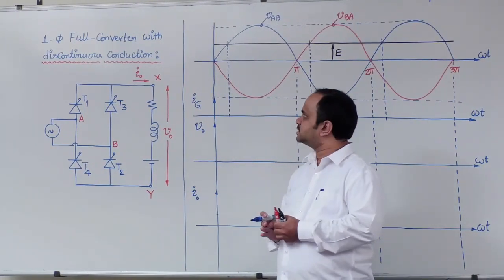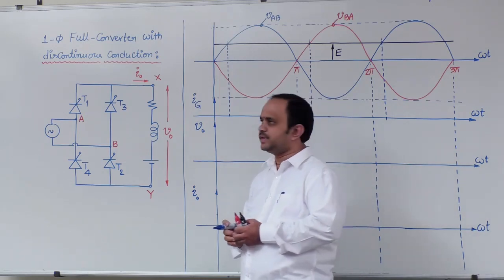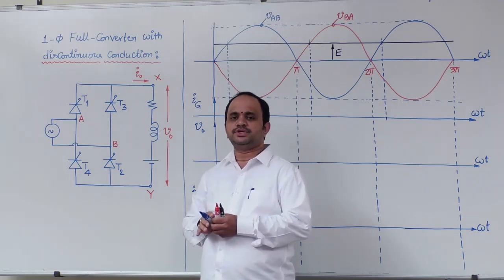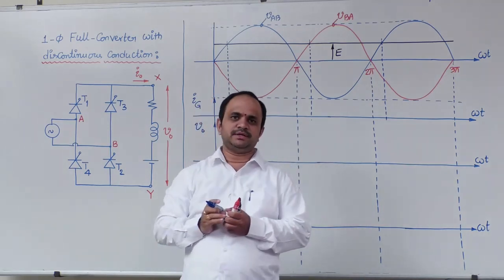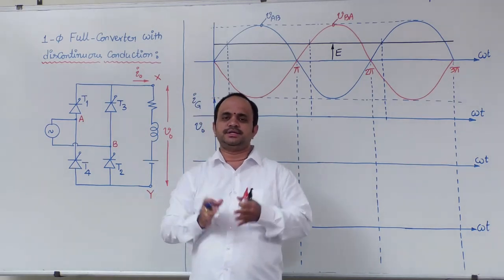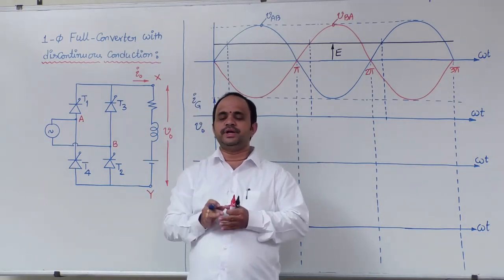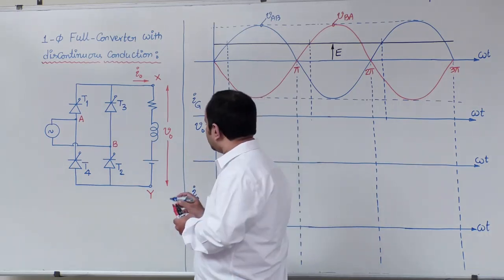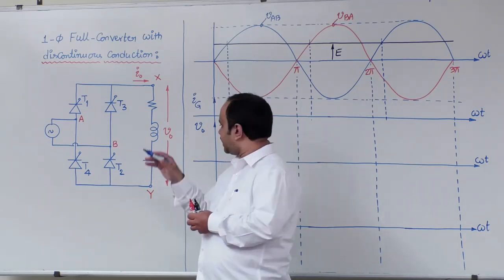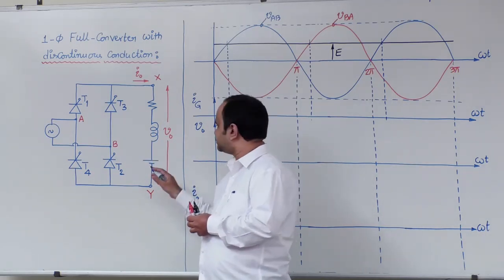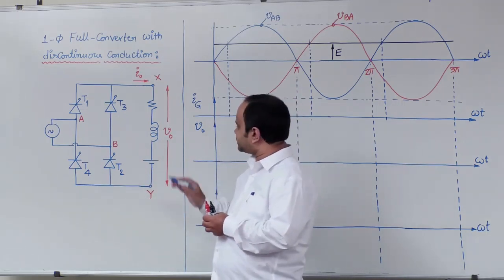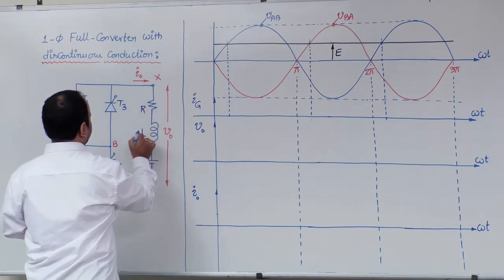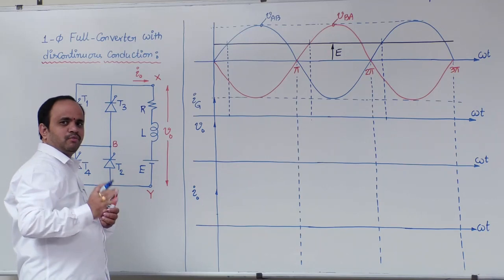Now, the next topic is the single phase full converter with discontinuous conduction. In the previous circuits, we assumed that the load current was constant. That is possible with heavy inductance. But now, if the load inductance is not sufficiently large, or due to the load EMF E, the rate of decay of current will sometimes be faster. So in such cases, what is the consequence? The load current may have discontinuity.